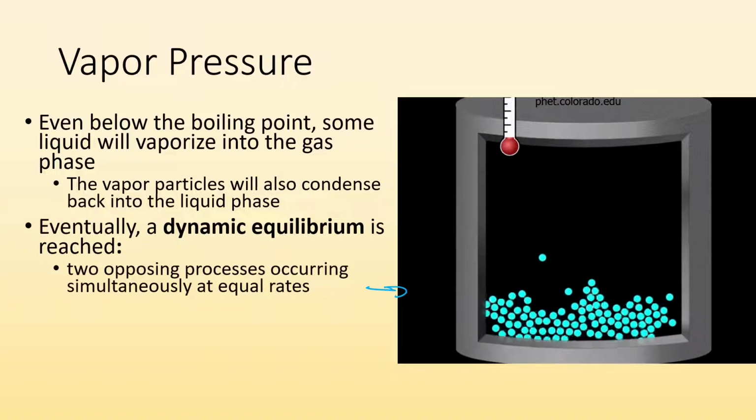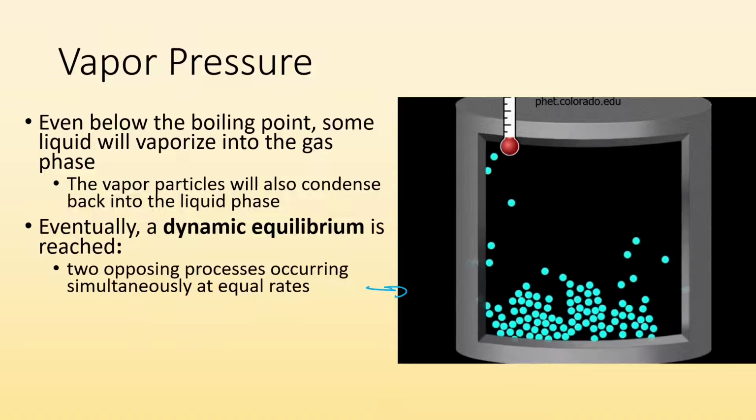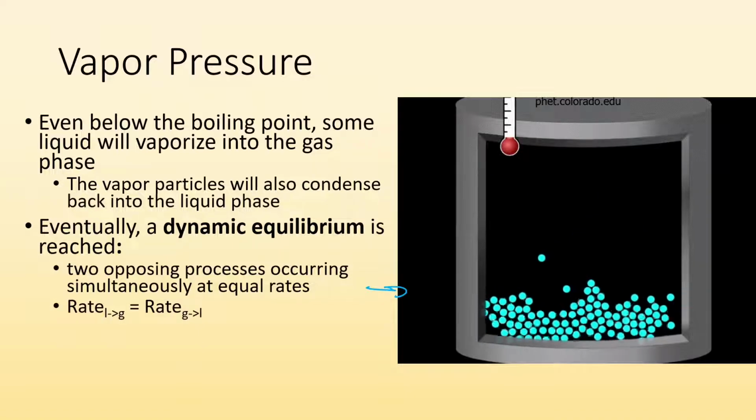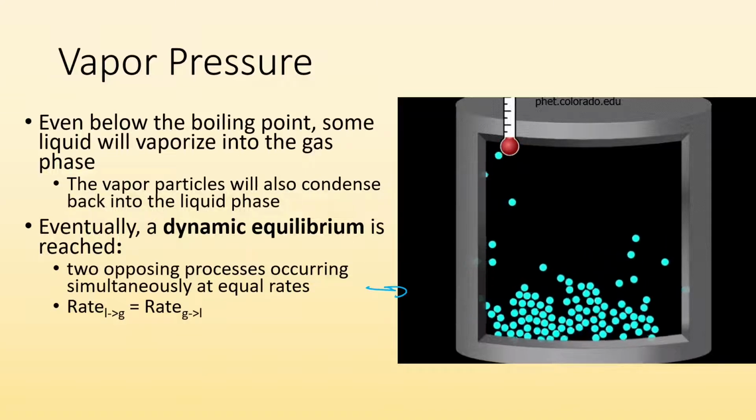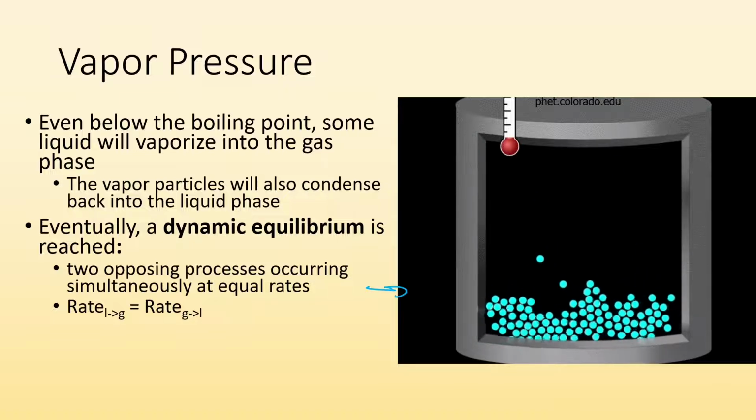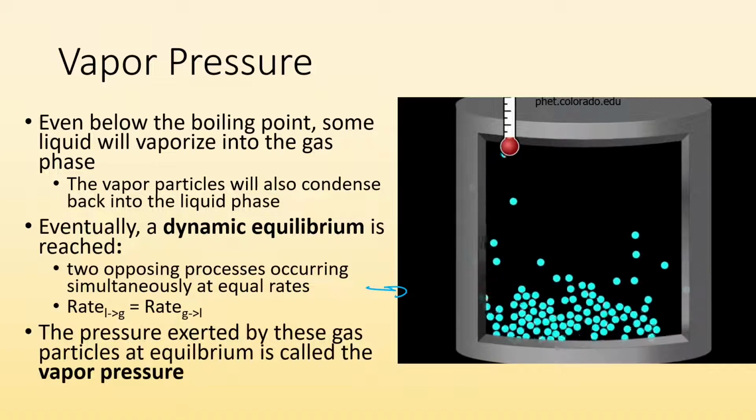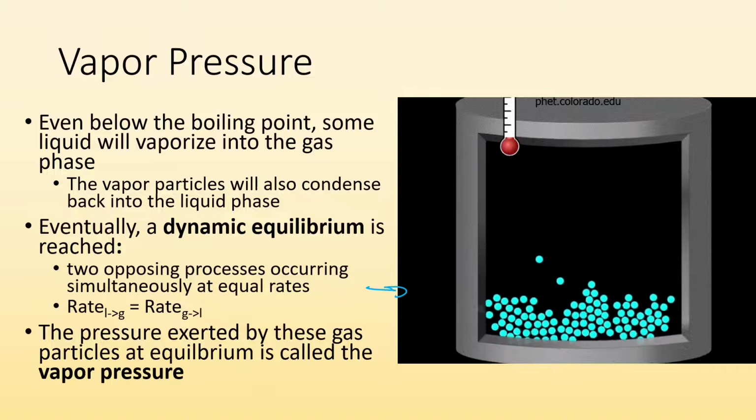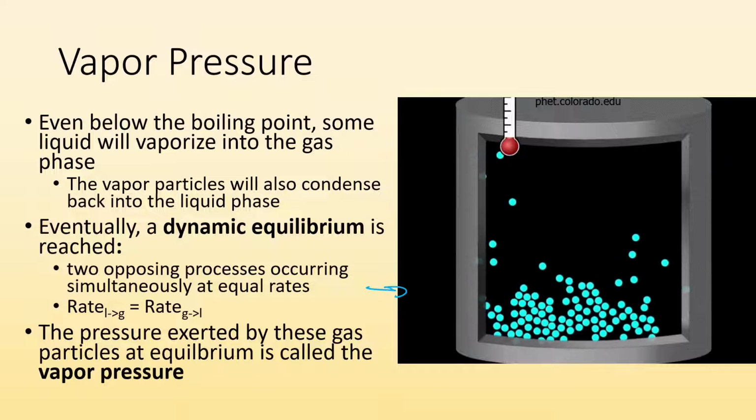A dynamic equilibrium is when two opposing processes occur simultaneously at equal rates. So for this dynamic equilibrium, the rate of liquid going into the gas phase ends up equaling the rate of the gas phase going to the liquid phase. So we end up with overall no change, but things are still actually changing, right? We still have liquid going to gas going to liquid, but the amounts stay constant over time. The pressure exerted by these gas particles when we're at equilibrium is called the vapor pressure, right? We've got this vapor, it's a gas, it's exerting a pressure, boom, vapor pressure.